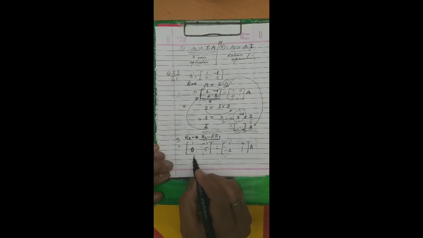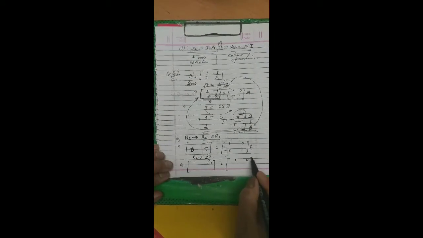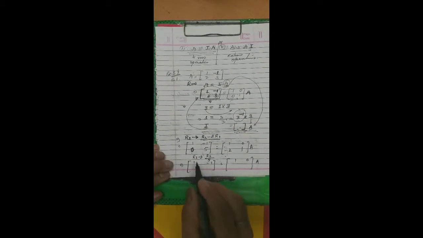So that I am going to write. So again R2 will change with the help of R2 only, but dividing by 5. So what we are going to do, we are dividing R2 by 5 in both sides. As a result of it, as I told you, there is no change in R1. So R1 will remain as it is, both side, 1, 0. And there it is A as it is. Now we are dividing R2 by 5.